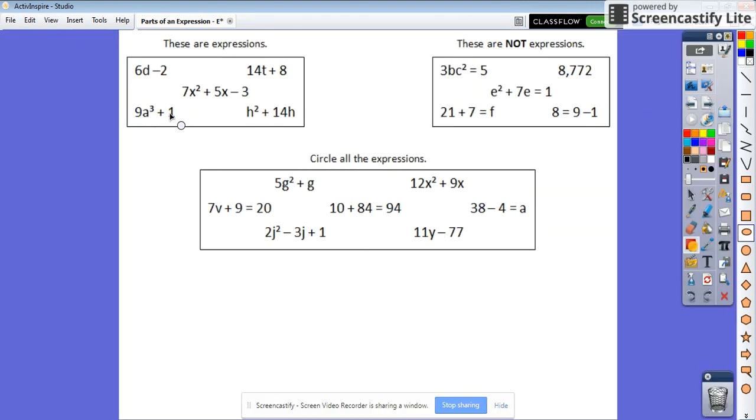Here's our next one. On the left are examples of expressions. All of them are expressions. And on the right, they are not expressions. Go ahead and see if you can pause the video and circle which ones are expressions.